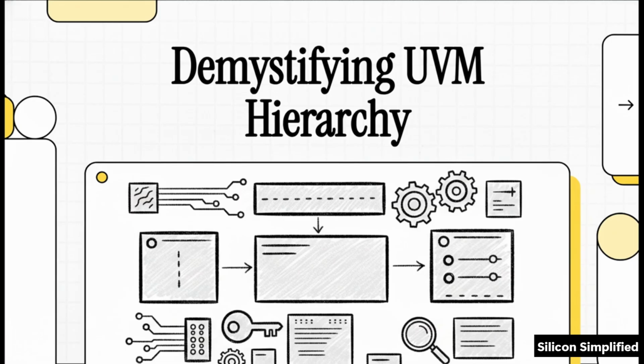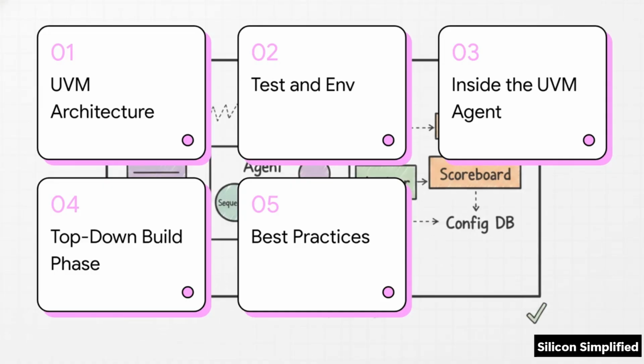So let's get started. Here is our quick roadmap for today. We're going to cover the overall UVM testbench architecture, then look at the top-level test and environment components. From there, we'll dive inside the UVM agent, break down the top-down build phase, and wrap things up with some essential best practices and connections.